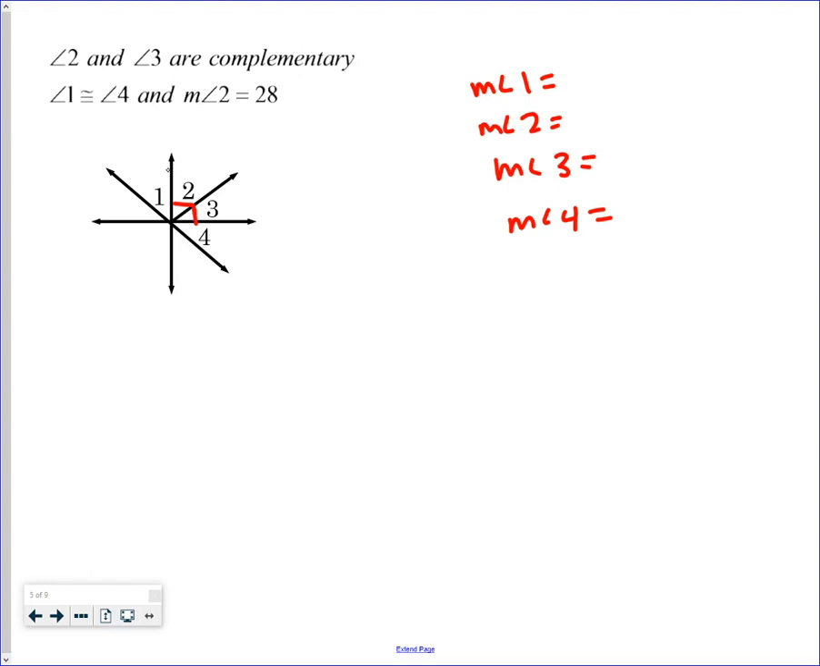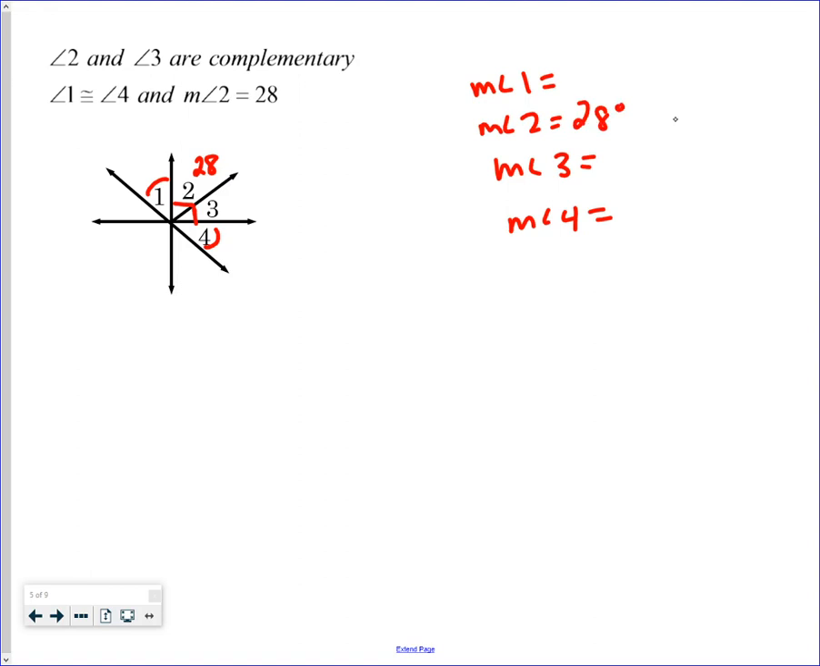They told us angle 1 is congruent to angle 4. How do I draw that in my picture? Yeah, the arcs, right? Angle 1 is congruent to angle 4, so I'm going to give them both one arc to let me know that, okay? And then angle 2 is 28 degrees, so I'm going to fill that in. Everybody okay? We've done everything they've said, right? If angle 2 is 28, I can go ahead and fill that in over here, right? That's done, 28 degrees, okay?